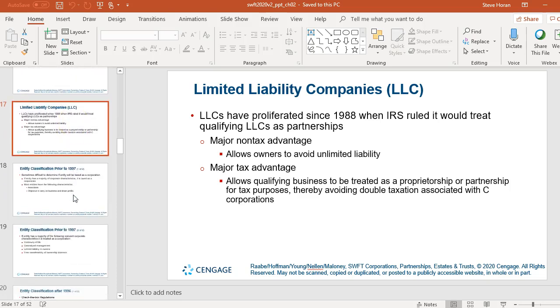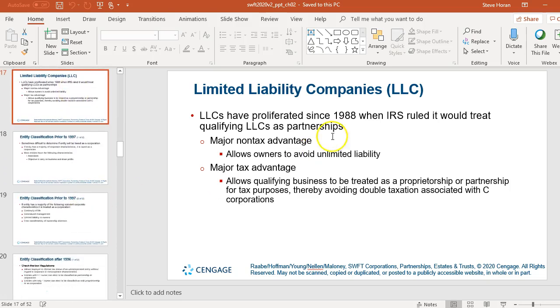So a hybrid is an LLC, and I'm sure most of you have heard of the term LLC, limited liability company. They started in 1988 when the IRS ruled that these were kind of a legitimate type of a thing. However, the tax code doesn't really necessarily ever mention LLCs. States created them, and the IRS has kind of ruled, okay, we're okay with that.